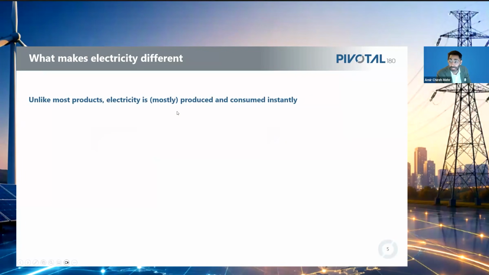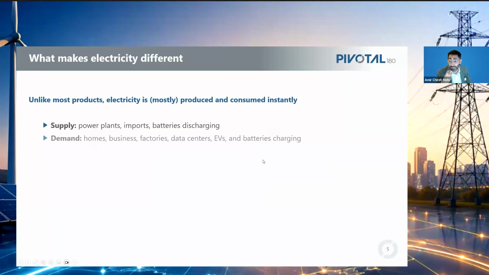So as we think about the grid, right, and what makes electricity different, and I'm going to keep harping on this point, unlike most products, it needs to be produced and consumed almost instantly. So our power plants, imports from other regions, other countries, batteries that are discharging, or pumped hydro stations need to be able to provide that supply, those resources almost instantaneously, in some cases actually instantaneously, to meet the demand from homes, businesses, commercial businesses, factories, data centers increasingly, electric vehicles, and batteries that, conversely to those discharging, might be charging at any given time. These are the two economic legs of the grid, supply and demand.